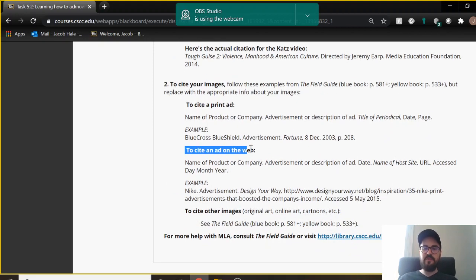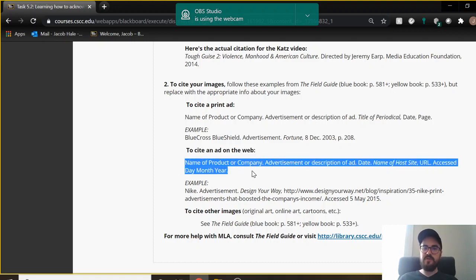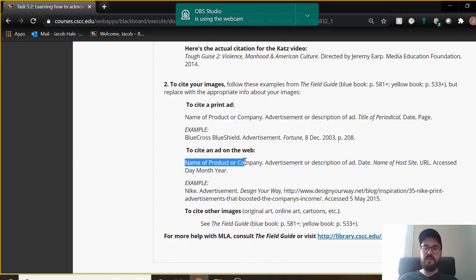I'm pretty sure everyone is using images that they found online. So this is the formula for citing an image from the web. You're going to do the name of the product or the company. You're going to provide a short description of what the ad is, the date that the ad was published, and that means when did the company release this ad?